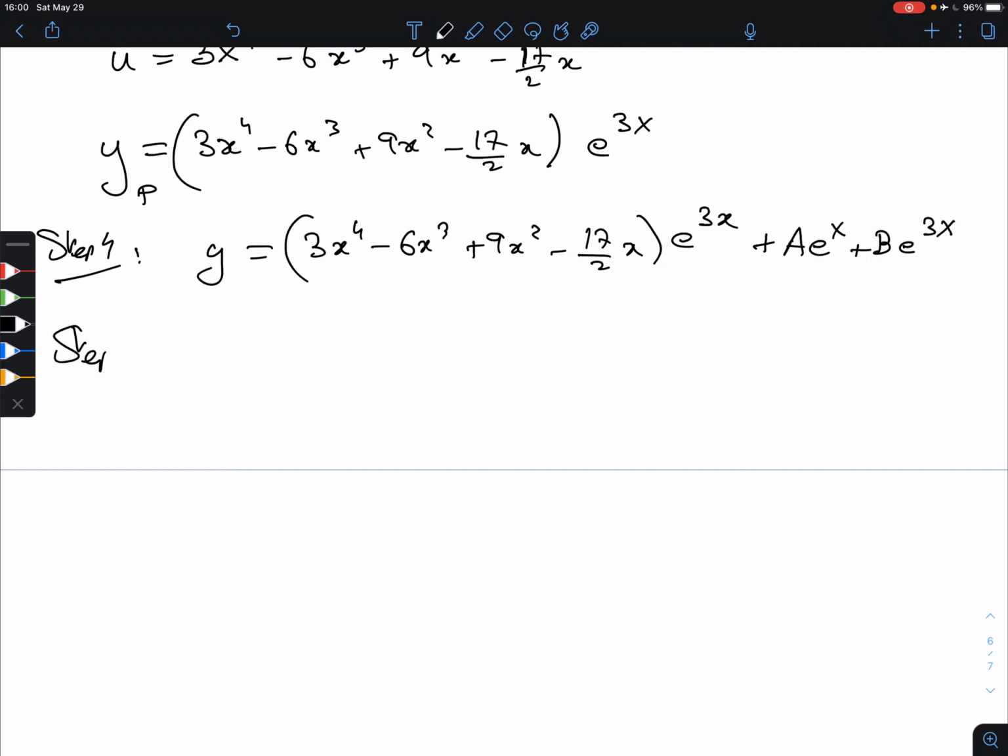And then step 5, the initial condition was if x is 0, then y is 1 and y prime is 1, I think I said. So that would be 1 equals. Now, this whole thing is gone. So this actually is nice, right? Because there is no x here. So this whole thing is gone if I plug in x equals 0. So I get a plus b.